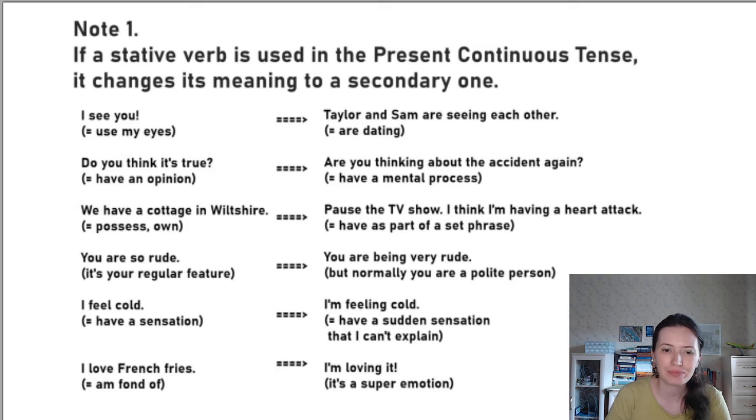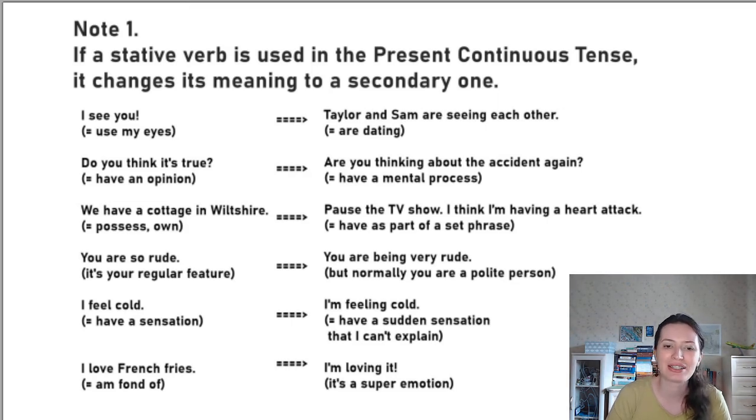And then sometimes you see a sentence with a verb which was on the list in the present continuous tense. Normally that will mean that this verb is used in something which is not its primary meaning. It's some secondary meaning. So you can't translate see as видеть in this case, because it will be translated as something else.